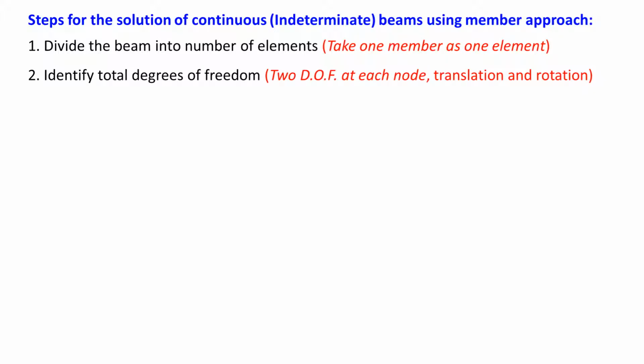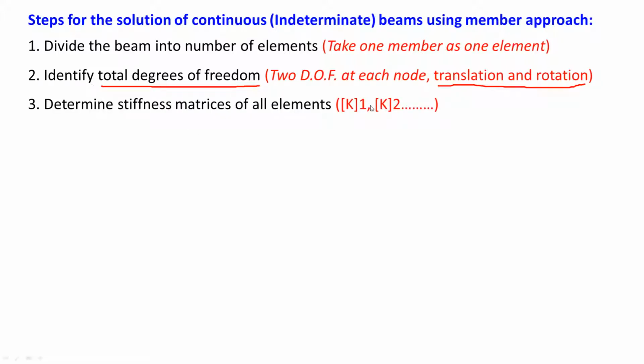Then identify the total degrees of freedom. In the case of a beam, at each joint there are two unknowns: one is vertical translation and the second is rotation. Identify the total number of joints in the given beam and multiply by 2. You will get the total degrees of freedom in the given beam. This total degrees of freedom will decide the size of the global stiffness matrix.